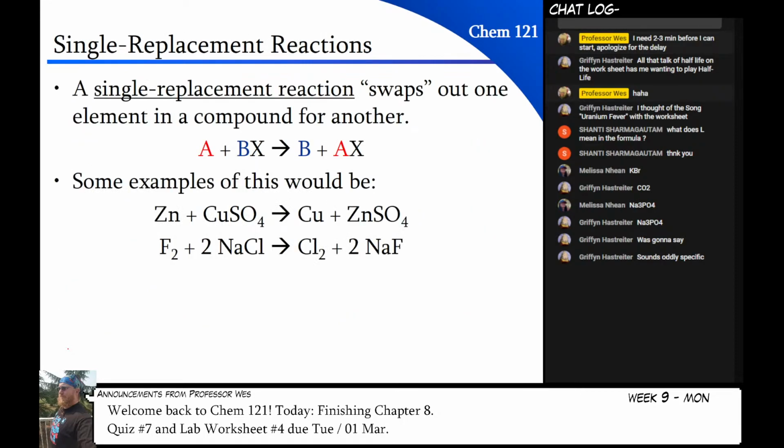So here are some examples of single replacement where I swapped A and B. So here I could do this, so I'm going to swap these two. Here I could swap this. And so it doesn't always have to be the first element. It could be either element.